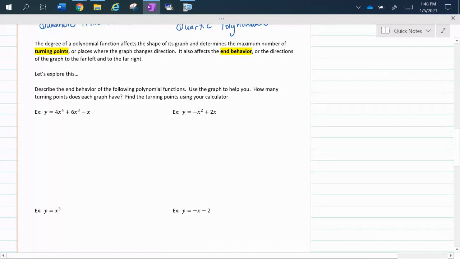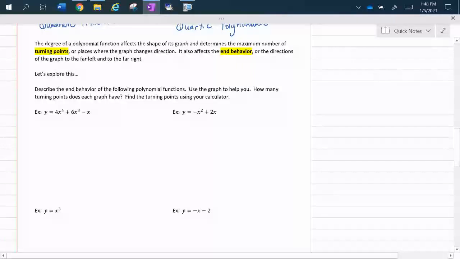So describe the end behavior of the following polynomial functions. I'm going to show you how to do that, and you're going to use the graph to help you. We're going to look at our graph. How many turning points? We'll discuss how to tell where the turning points are and find the turning points using our calculator. So we have a lot to do here. So let's go ahead and start by putting this first example in our calculator.